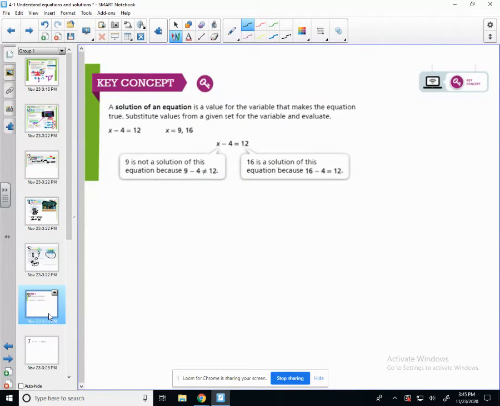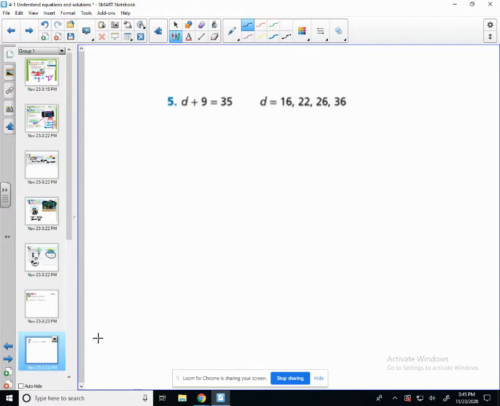All right, here's our key concept. The solution of an equation must be equal on both sides. I can't do 9 minus 4 equals 12 because that's not true. 16 would work because 16 minus 4 equals 12. Let's try out a couple more.